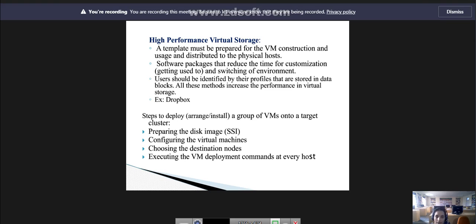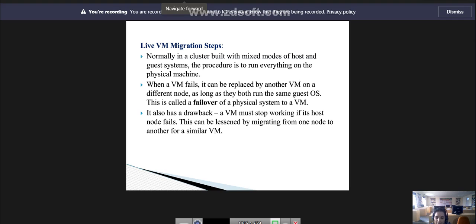In this high performance virtual storage, we have some target in the cluster: preparing the disk image, configuring the virtual machines, choosing the destination nodes, executing the virtual machine deployment commands at every host. So, these are the steps. So, what is meant by live virtual machine migration steps?